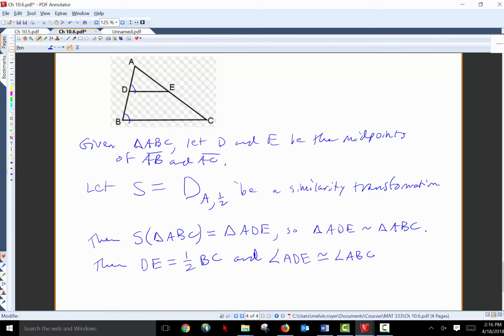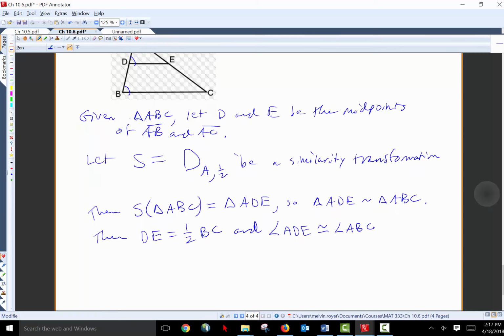But now, what are we trying to do? Show that DE and BC are parallel, and now I have corresponding congruent angles, so I could get corresponding alternate interior angles if I wanted to go through that. Anyway, basically the alternate interior angle theorem finishes it off for us. So finally, DE is parallel to line BC by, I'll just say, alternate interior angle theorem.